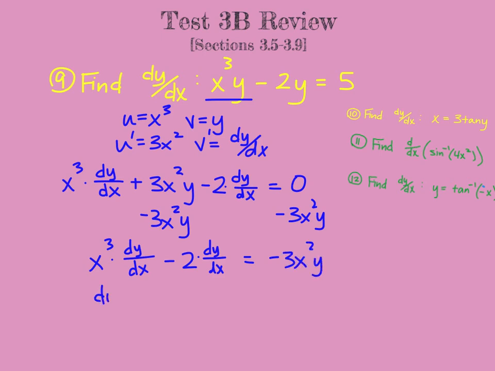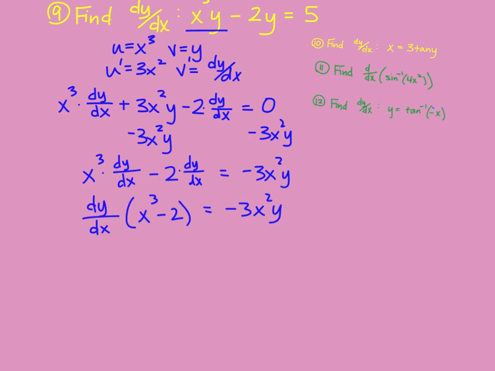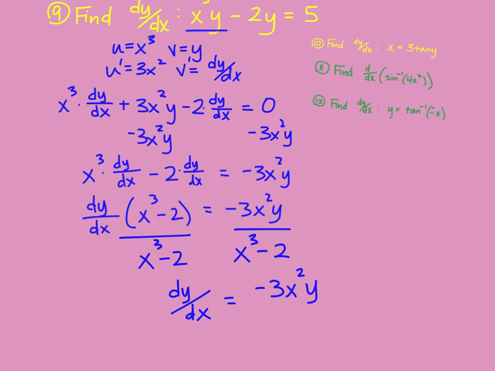To get dy/dx by itself, we factor out the dy/dx, and we're left with x cubed minus 2 equals negative 3x squared y. We can then divide both sides by x cubed minus 2 in order to get dy/dx by itself. So we end up getting dy/dx, the derivative of y with respect to x of our implicitly defined function, is negative 3x squared y over x cubed minus 2.